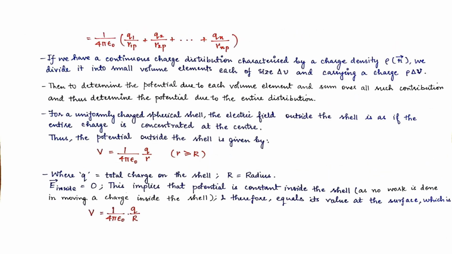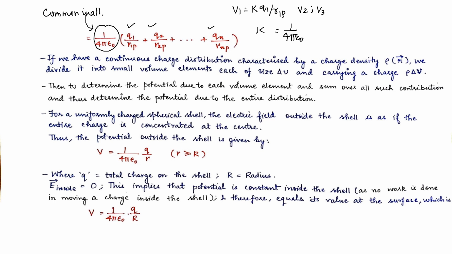Now for a single charge we have defined V1 equals K Q1 by R1P. Similarly for V2 and V3. Hence we substitute these values in this equation, and the common factor comes out to be K. What is the value of K? It is 1 by 4 pi epsilon naught, which is common to all.